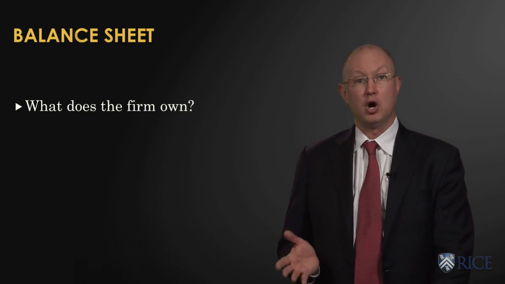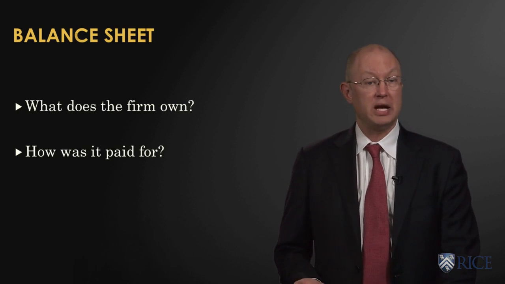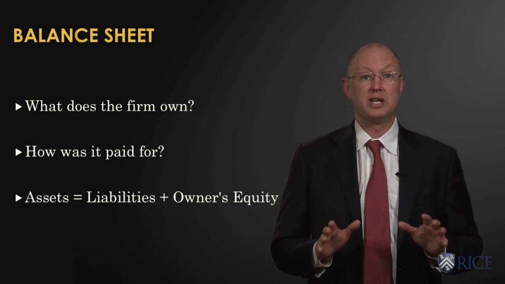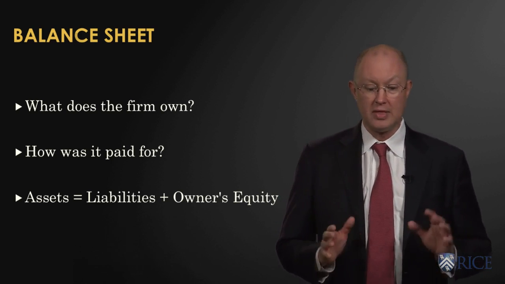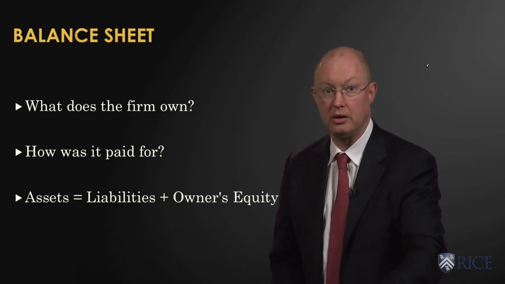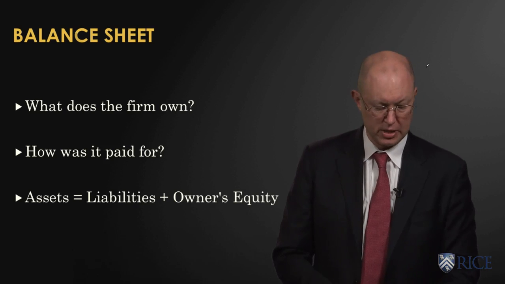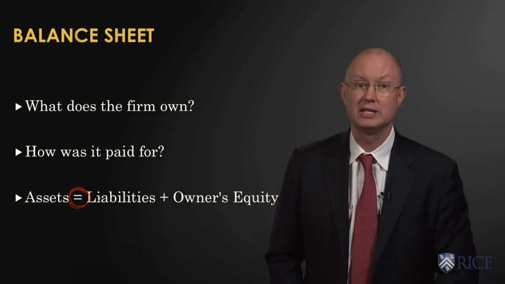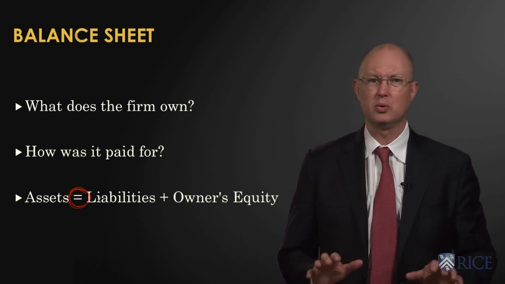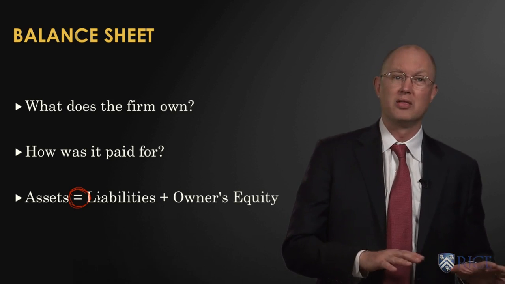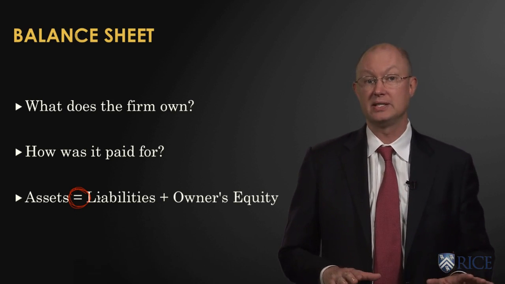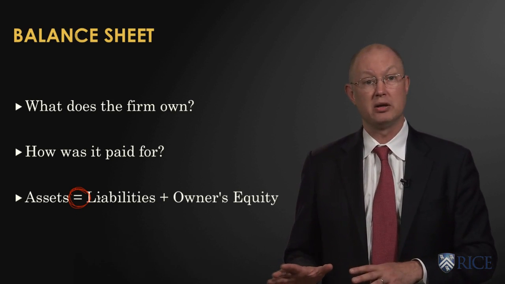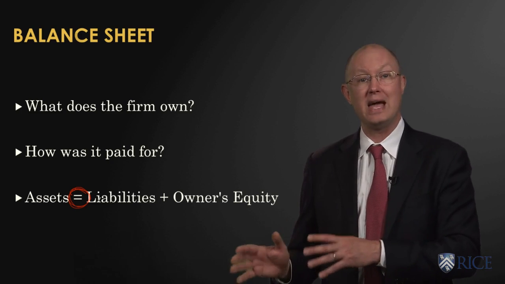What does the firm own? How was it paid for? And that has to tie together with an equal sign in the middle. That's really the nature of the balance sheet, is that equal sign in the middle. That equal sign says that the balance sheet has to balance. The assets have to be equal to where those assets came from. The left-hand side of the balance sheet lists everything that the firm has. The right-hand side of the balance sheet lists where everything came from.